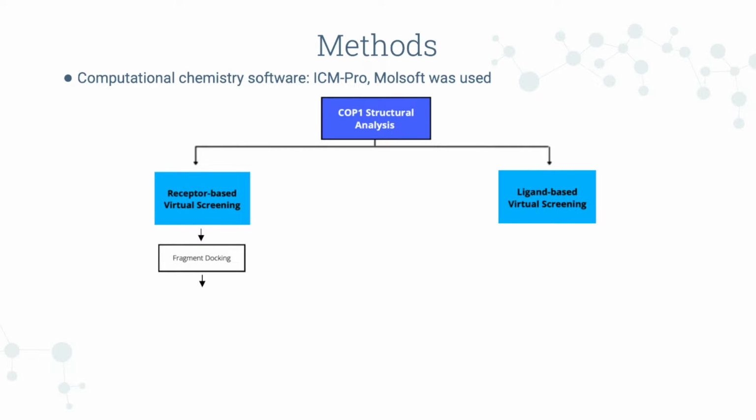The fragments from the docking output were then assessed for hydrogen bonding and hydrophobic interactions with COP1 in an interaction analysis. Hydrophobic interactions were determined by measuring the distance between COP1 and fragment residues of 3.5 angstroms or less, and hydrogen bonds were visualized with the hydrogen bond option on ICM Pro.